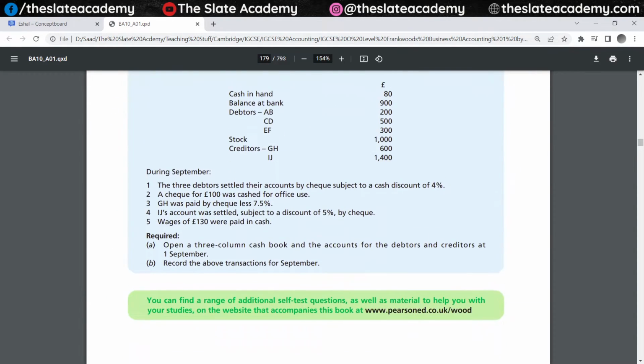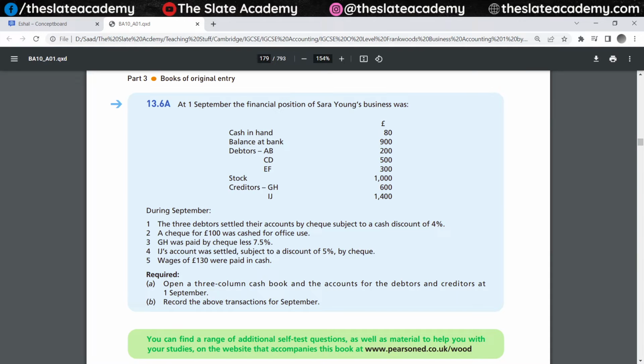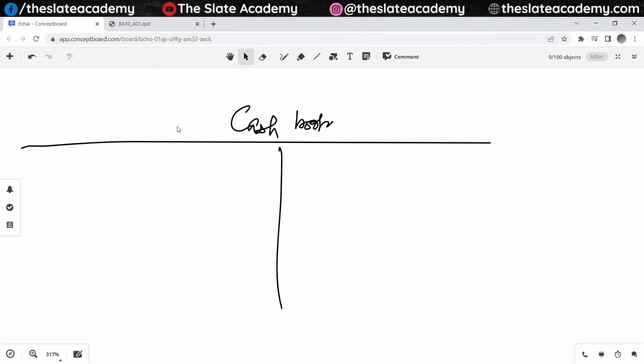Okay, let's solve this question 13.6a. Let me take a snap of this. Control V.